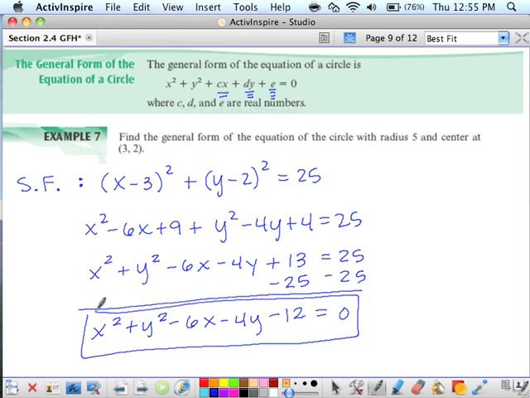However, if I give you that form, I need you to be able to go backwards, and that's what we're going to do for the remainder of this. We're actually going to work backwards. I will give you general form, and I will teach you how to put it in standard form so that you can find the center and the radius.